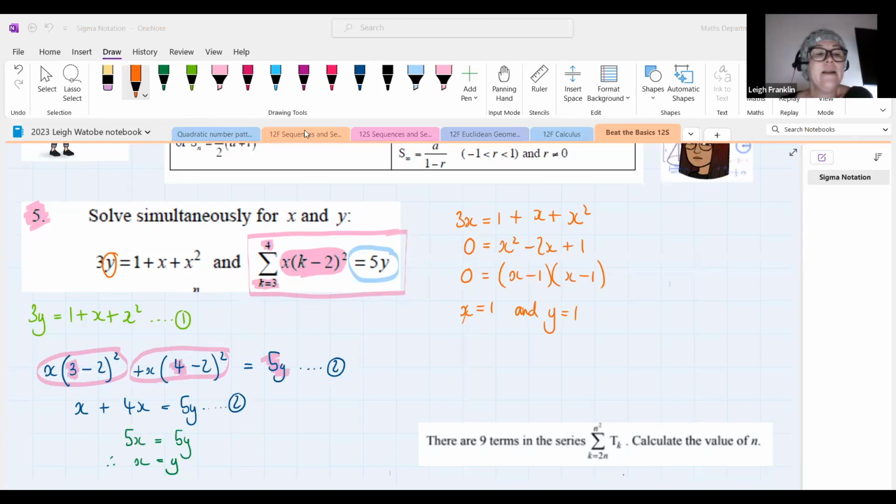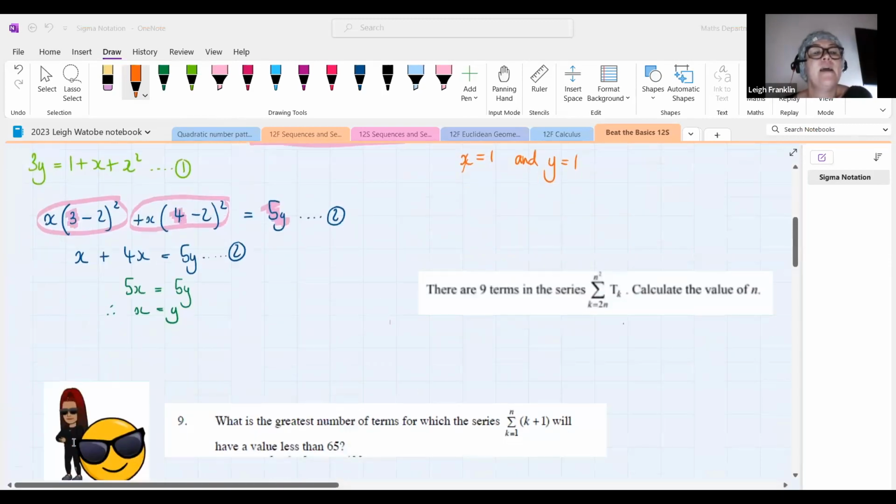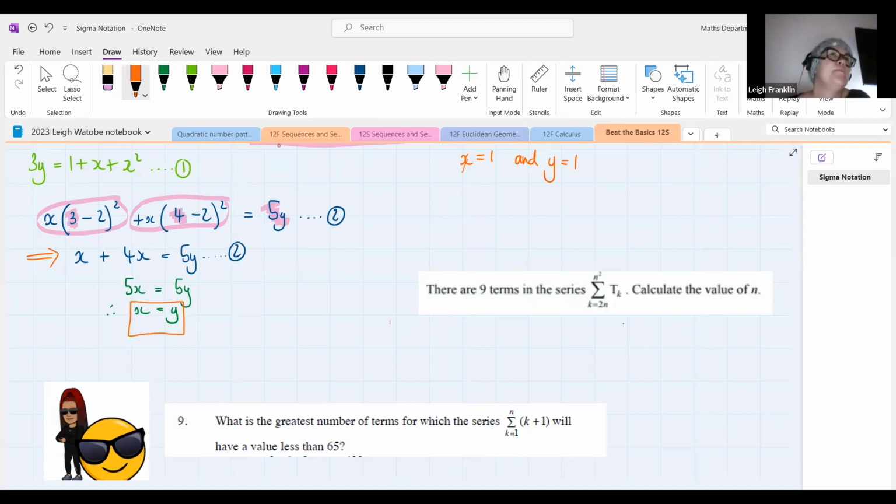Ma'am, I got the x value. Can you please just explain one more time why x and y are equal? Sure. So that comes from simplifying the second equation over here. Where I'm putting this orange arrow, you've got x plus 4x equals 5y. So x plus 4x is 5x. And so if 5x equals 5y, then if you divide both sides by 5, it means that x and y have to be the same. Okay. Thank you, ma'am. Okay, that's where it comes from.